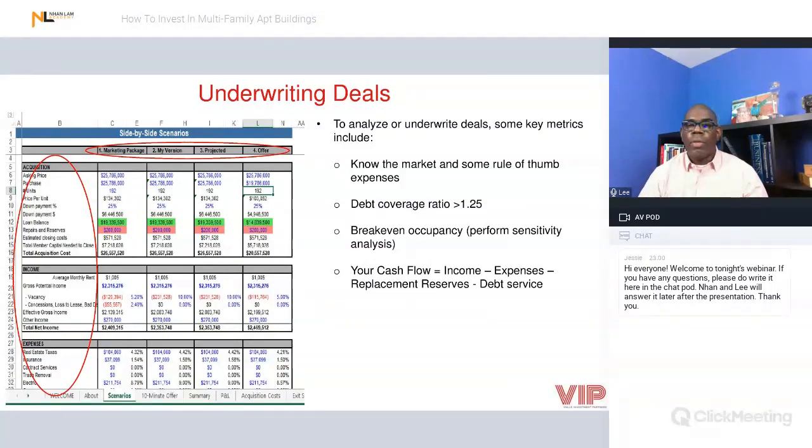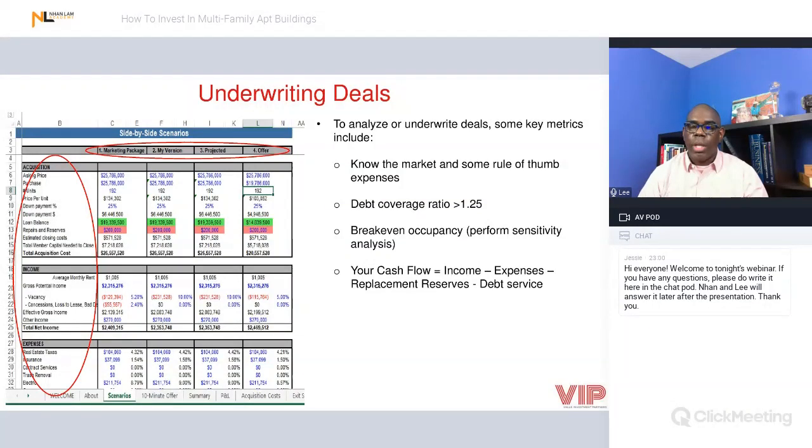You also have the break-even occupancy, and you basically want to perform a sensitivity analysis on the asset to say, well, what happens if this property were to fall to an occupancy of 65%? Will we still be able to cover the debt service, right? And then we have here your cash flow, which is the income minus the expenses, minus the replacement reserve, minus the debt service. So all of that is in there. This is a great calculator.